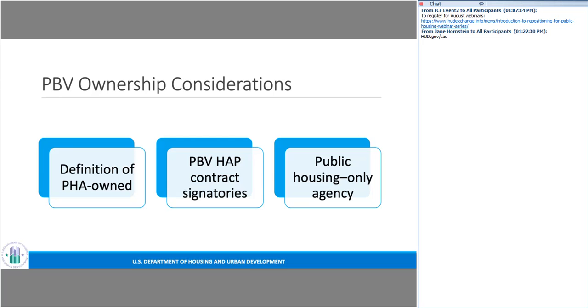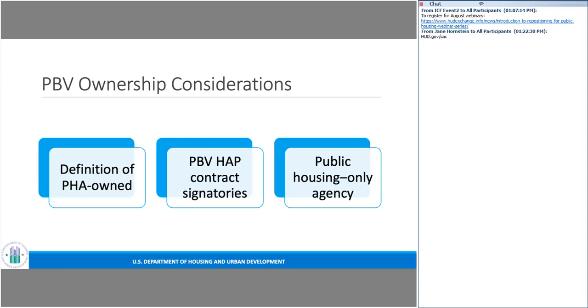Apologies for that. Okay, so there have been a lot of questions about ownership and changes in ownership, and I just wanted to spend a brief minute on this slide to cover a few small items. I'm going to start in the middle, PBV HAP contract signatories. So if you are a voucher agency, this is maybe particularly relevant to you.